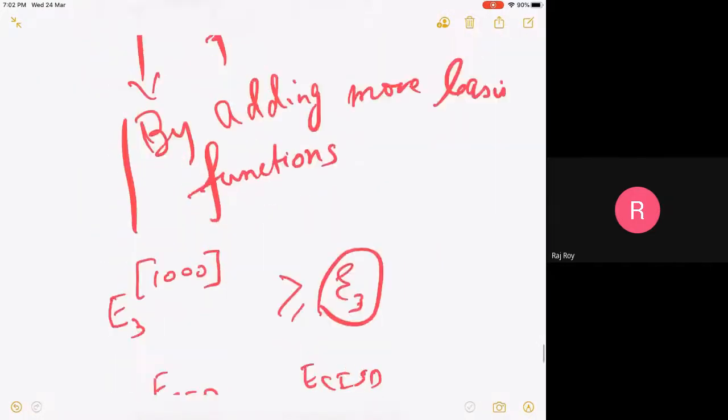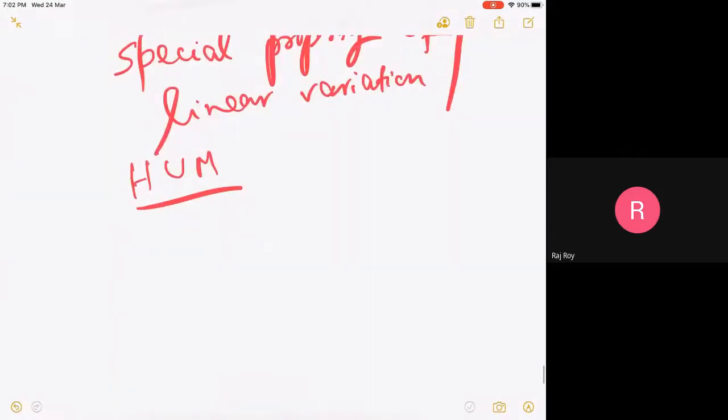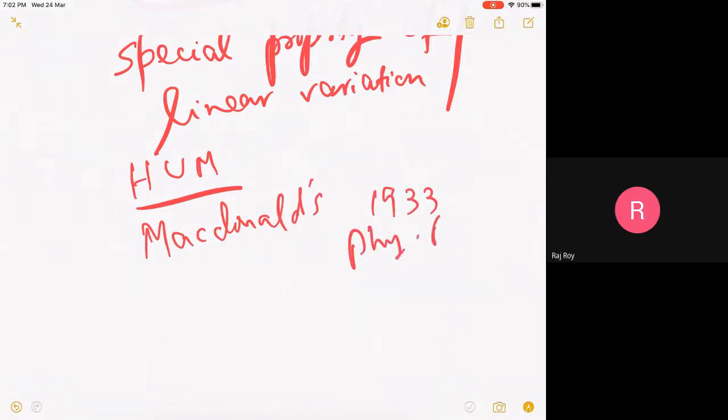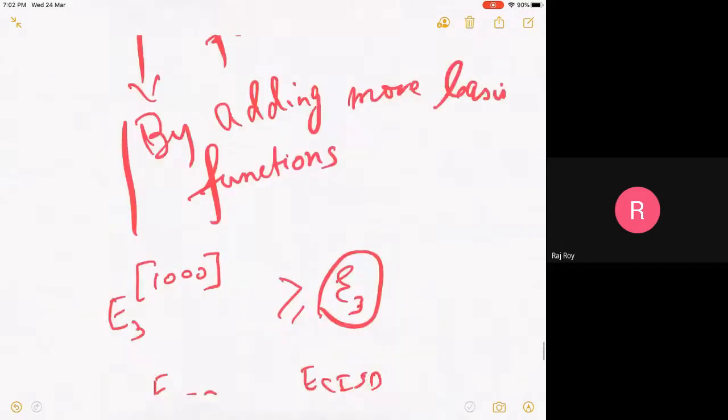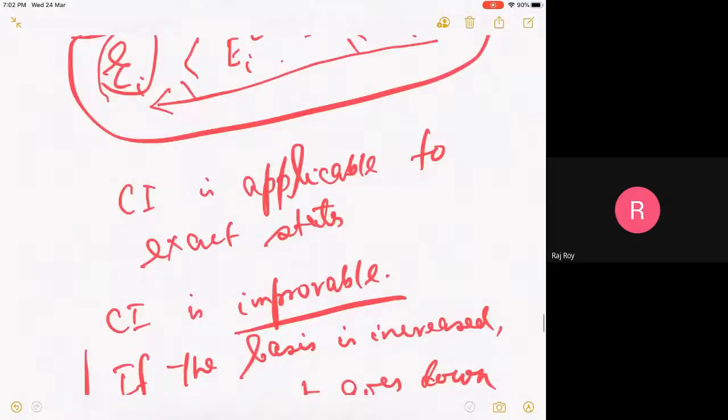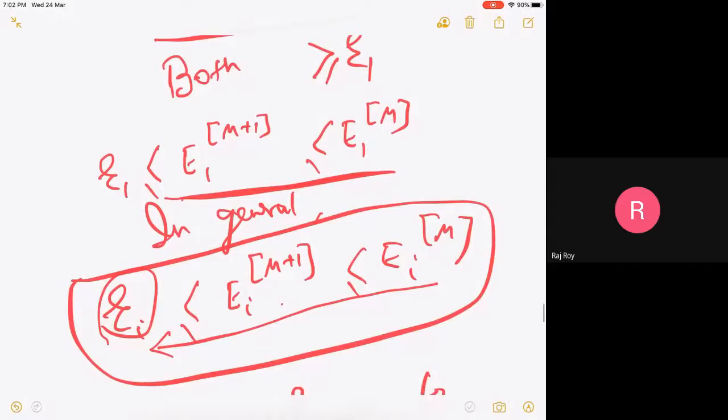I think it was in 1933, the first McDonald paper. If I remember right, it was in Physical Review, 1933, where it came. So those who are interested can read the McDonald separation theorem. It is very, very fascinating. And of course, later on, McDonald proves that if you improve the basis set from m to m plus 1, each root goes down, keeping the upper bound nature to the corresponding exact states.